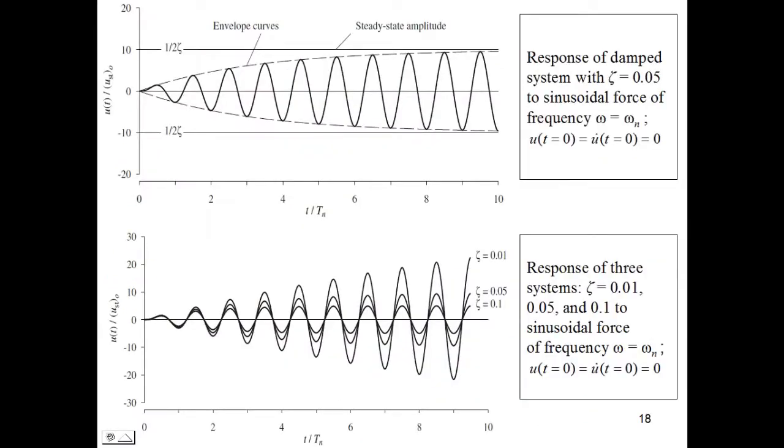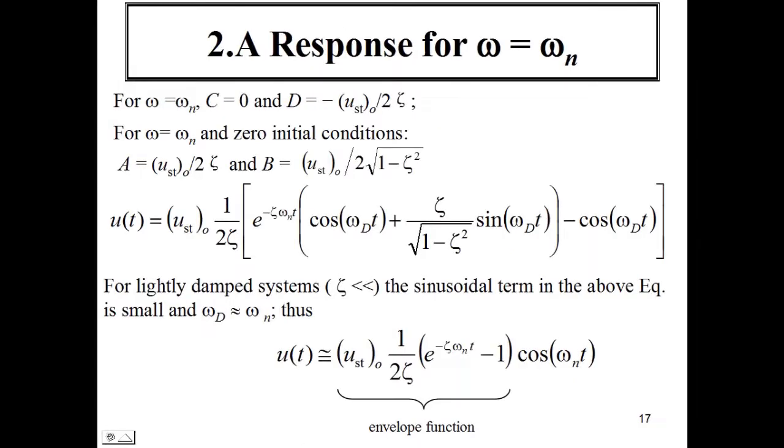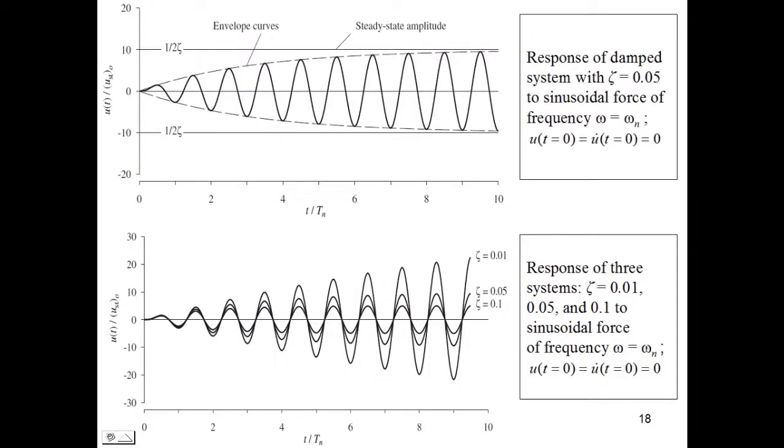The first figure on this slide shows the response of a damped system with damping ratio zeta equals 5%, omega equals omega n, and at rest initial conditions. This is a graphical representation of the last equation found on the previous slide. It can be seen that the envelope curve is an exponential function and the amplitude of the steady state response is 1 over 2 zeta.